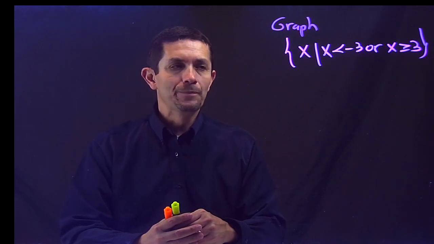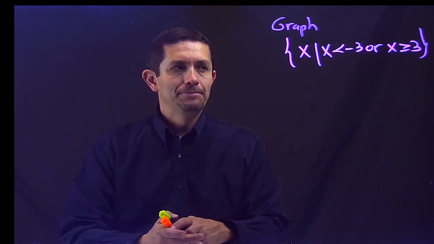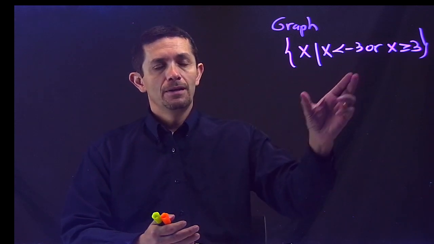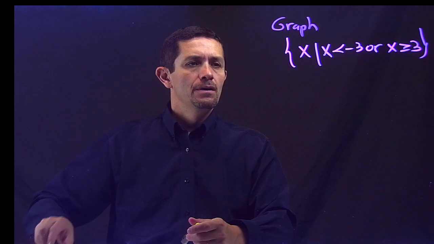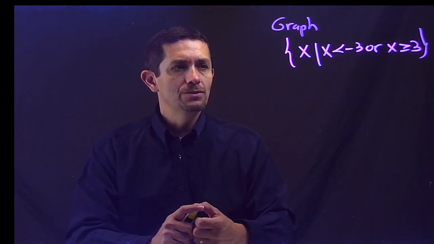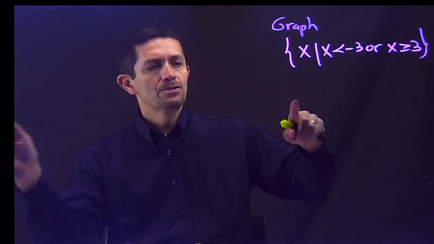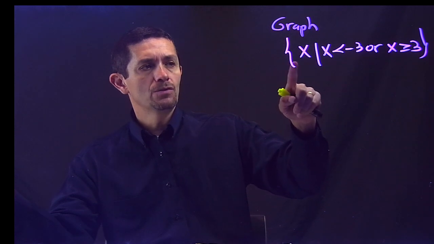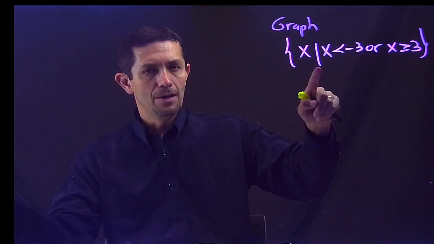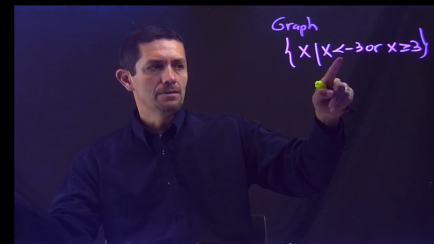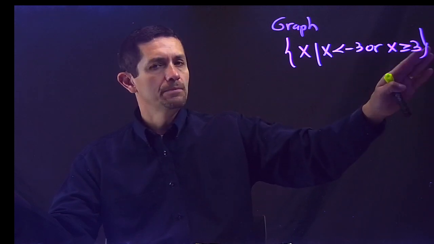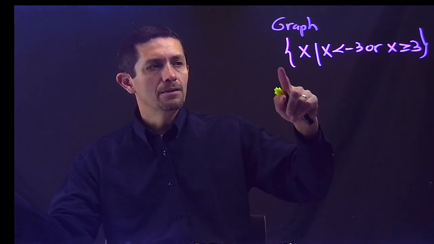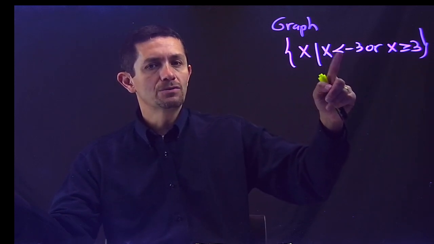Hi, this is Mr. Urrego, and today we're graphing an inequality which is given in set notation, in set builder notation. The way we read this notation is the following. You see the braces? So it's the set of all x such that x is less than negative 3 or x is greater than or equal to 3.